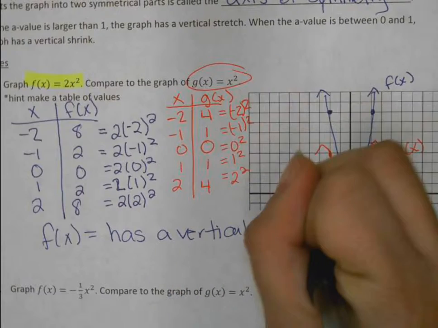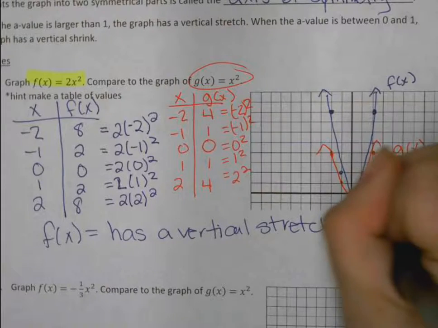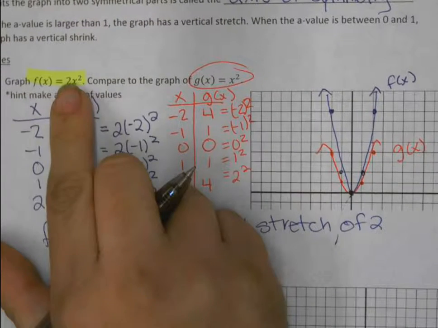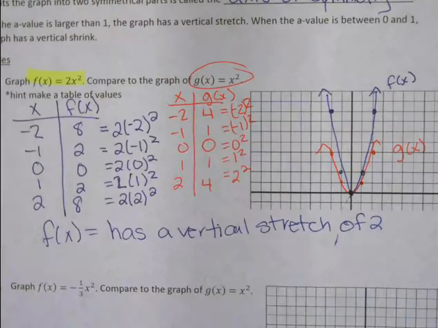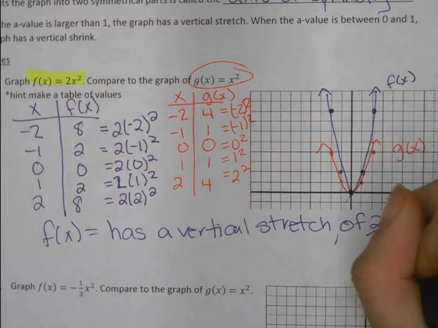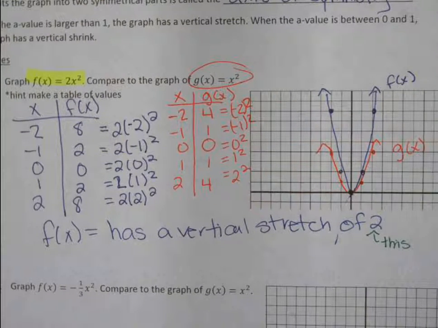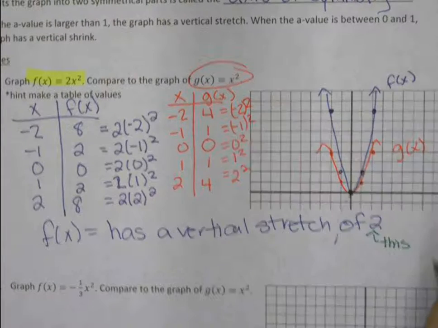Okay, and then connecting back to what Ariana said about the 2, I'm going to say it actually has a vertical stretch of 2 because the first equation was multiplied by a 2. Because the red one is my original one, and the blue one is the one that's been changed, and I have to describe the change.